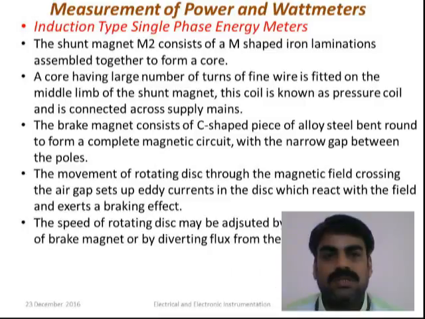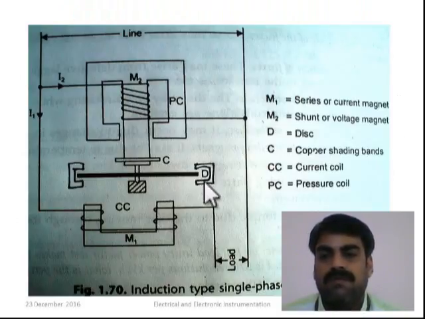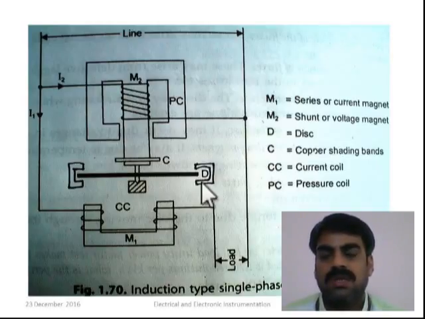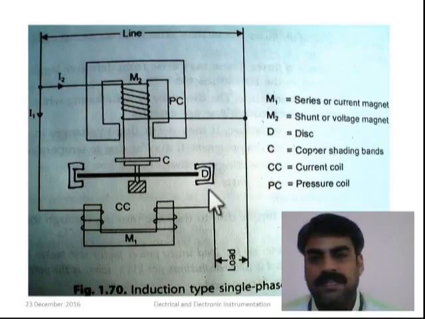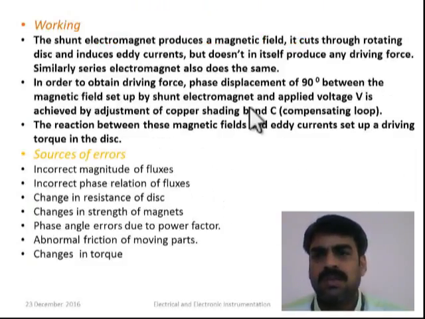So as you can see in the actual energy meter here, for adjusting the position or distance from the center, there will be a provision by which we can easily adjust the position of the magnet. This will help us to control the speed of the rotating disc. And let us see how we are able to get driving force here. In the working, that is explained in detail.